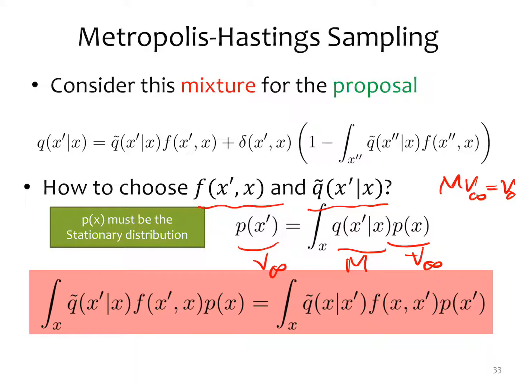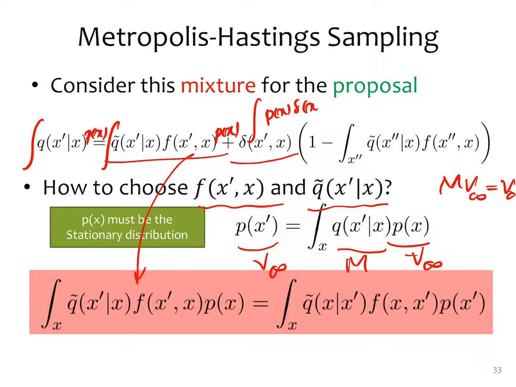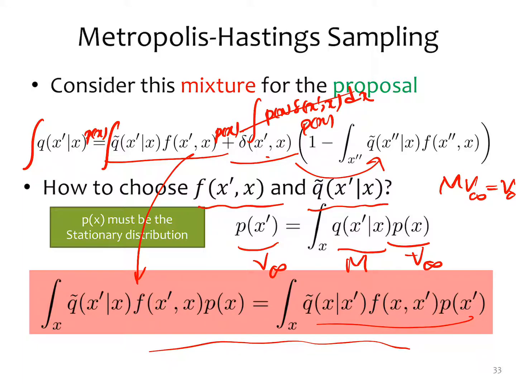So if I do this integration, I just plug Px into that one. So I just multiply. This is basically the first term, which is this Px term. And for the Px, if I compute the integral of Px delta x prime x dx, this is going to be just Px. So I'm going to get basically Px inside of this integral. So if I manage to satisfy this equality, if I design F and Q's so that this equality holds, then my Px is my stationary distribution.